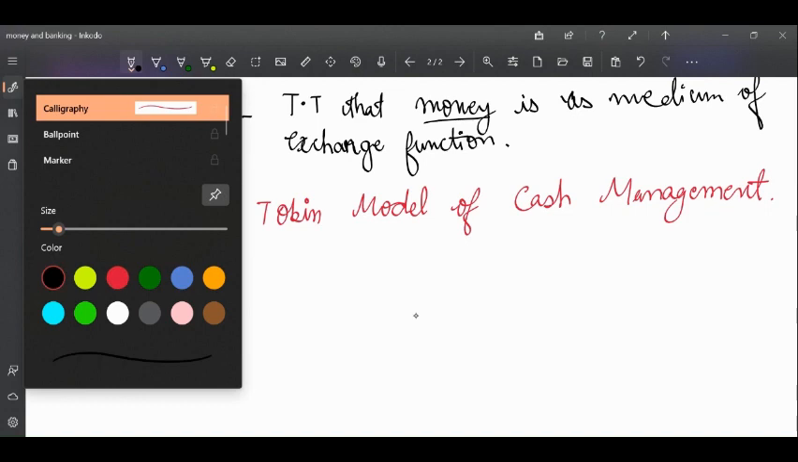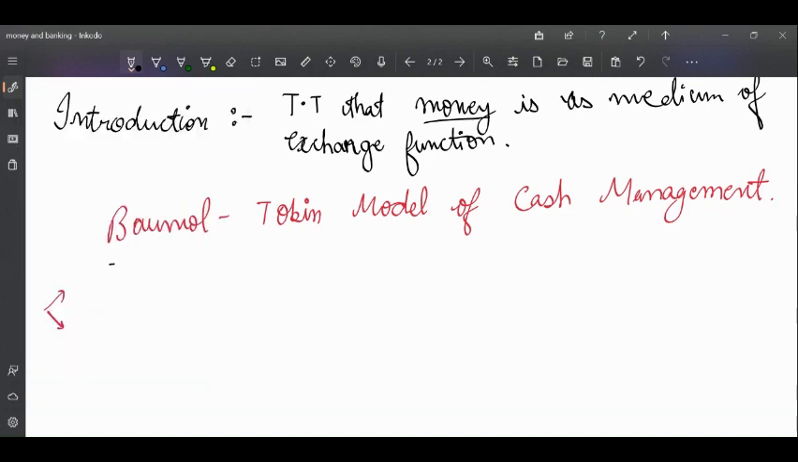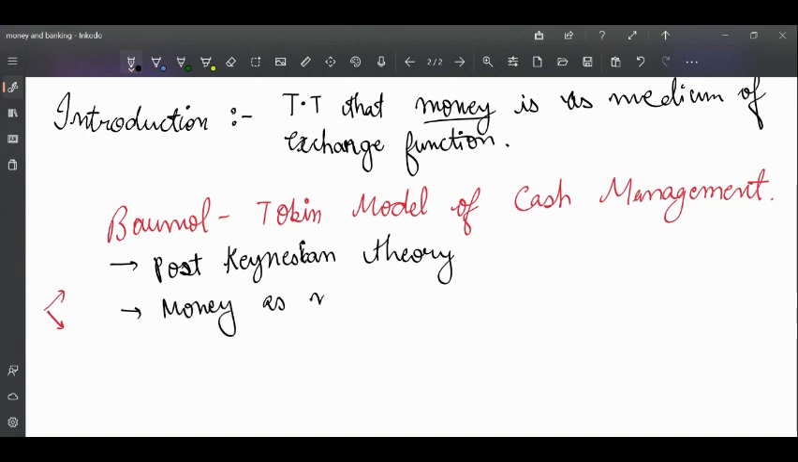The Baumol-Tobin model of cash management is post-Keynesian. Post-Keynesian means the Keynesian part I have covered in my micro section playlist, you can go over there and check it. As you know, many scientists gave many theories on money in the micro section. So it is a post-Keynesian theory, and it focuses on money as the only medium of exchange, as I said in the introduction of this transaction theory.